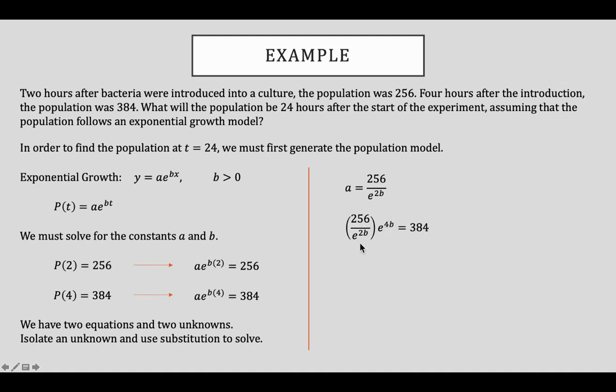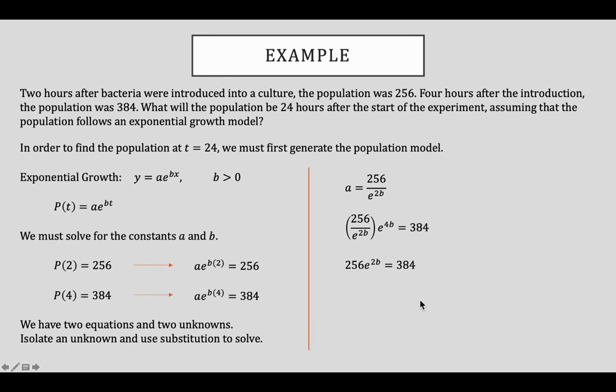When we divide exponential quantities with like bases, we subtract the exponents. 4b minus 2b leaves me with e to the 2b. So I have 256 e to the 2b is equal to 384. And that has given me an exponential equation.